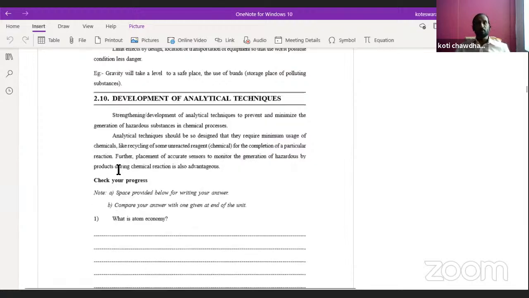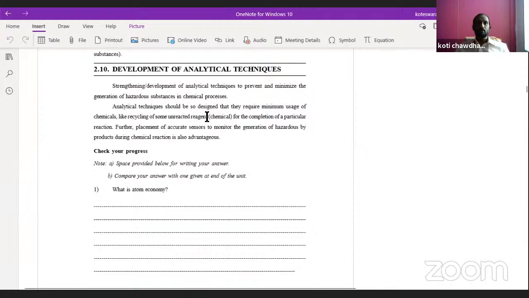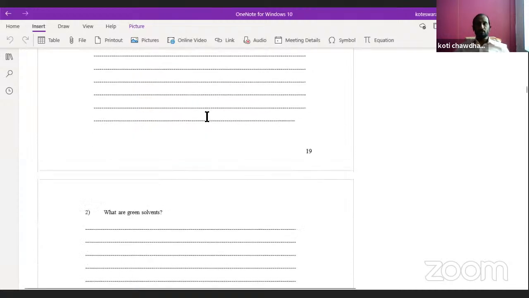Next, development of analytical techniques. I have previously explained that advanced analytical procedures can be helpful in decreasing the hazardous materials and also in effectively maintaining energy and time. This is the thing: we need to develop the new things.